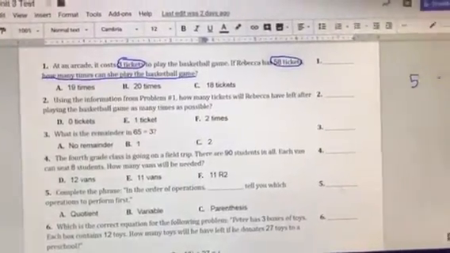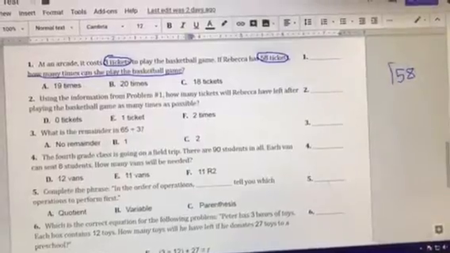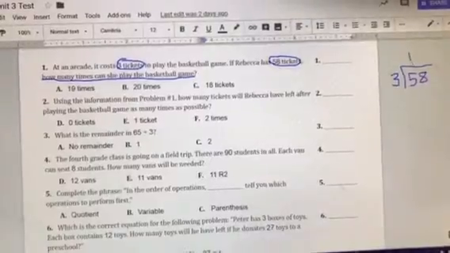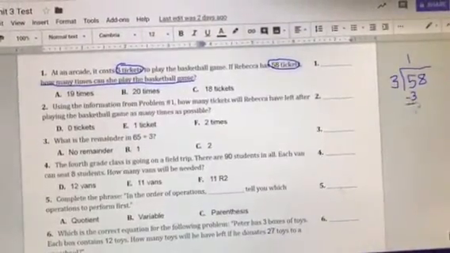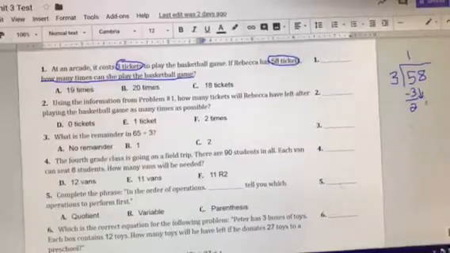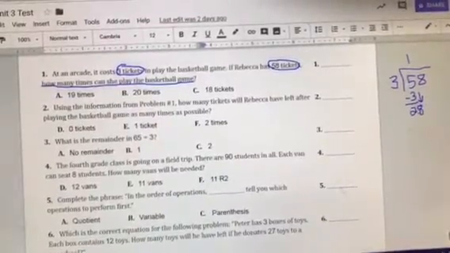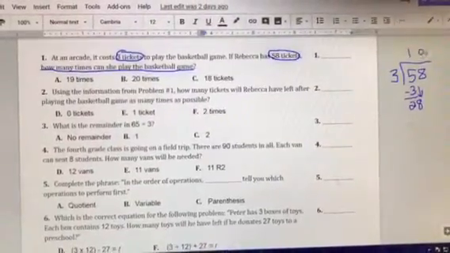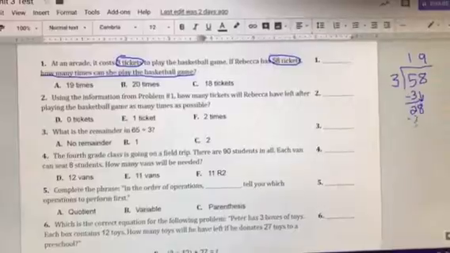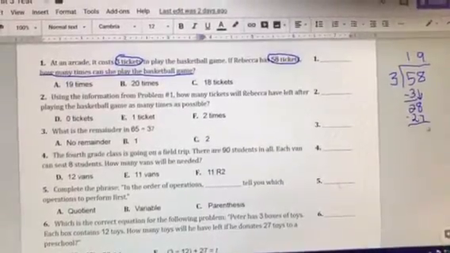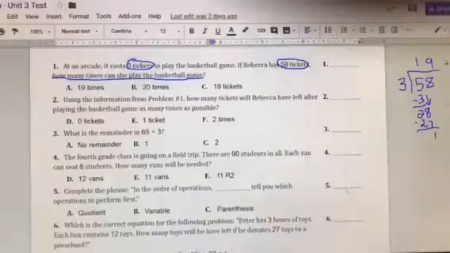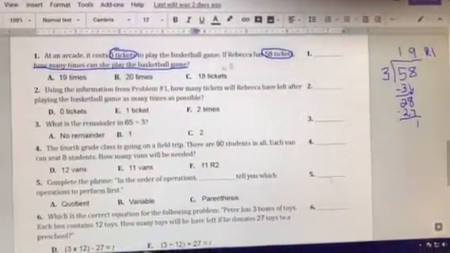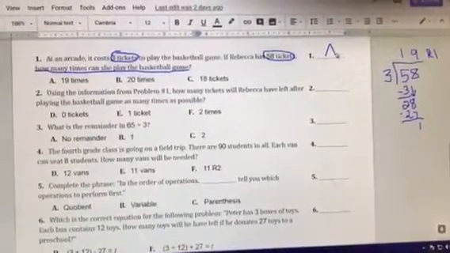If I put 58 divided by 3, I can use my division to see that 3 can fit into 5 once, with 2 left over, and I bring down my 8. 3 can fit into 28, a total of 9 times, because 3 times 9 is 27. And I have a remainder of 1. So looking at this problem, I see she can play for a total of 19 times, which is answer A.